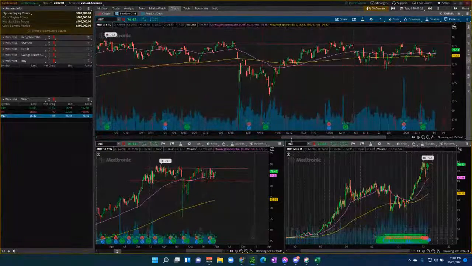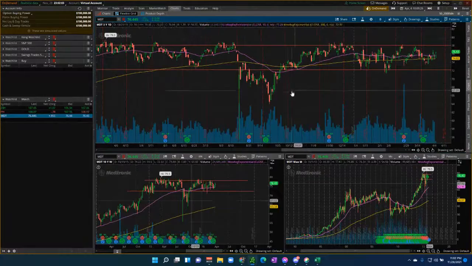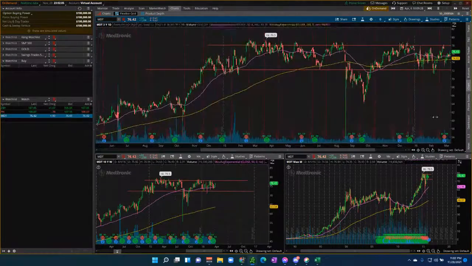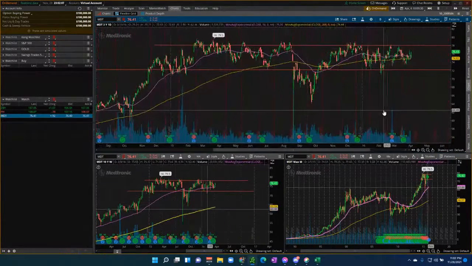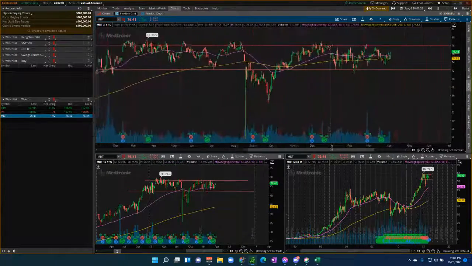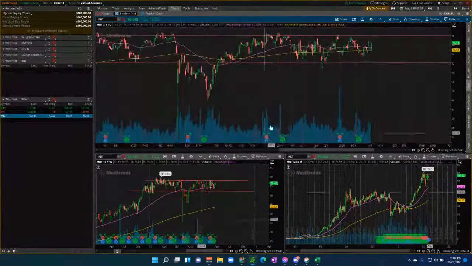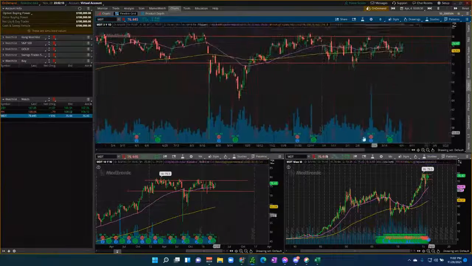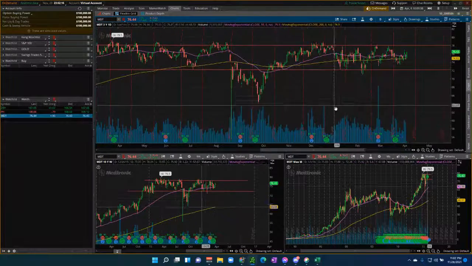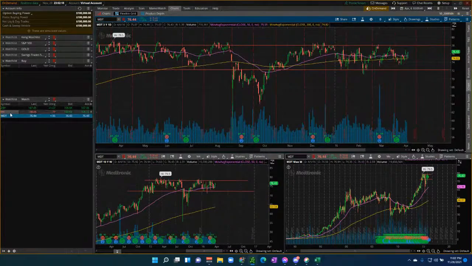And then my daily chart, where I use it is for entry, right? I use it to time my entries to get a better risk to reward. So that's what I see on MDT.